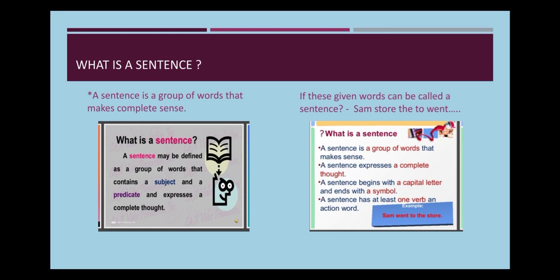So, the group of words that convey a sense, or are meaningful, or convey a complete idea are called a sentence. Now, let us take up the definition of a sentence. What is a sentence? A sentence may be defined as a group of words that contains a subject and a predicate and expresses a complete thought.